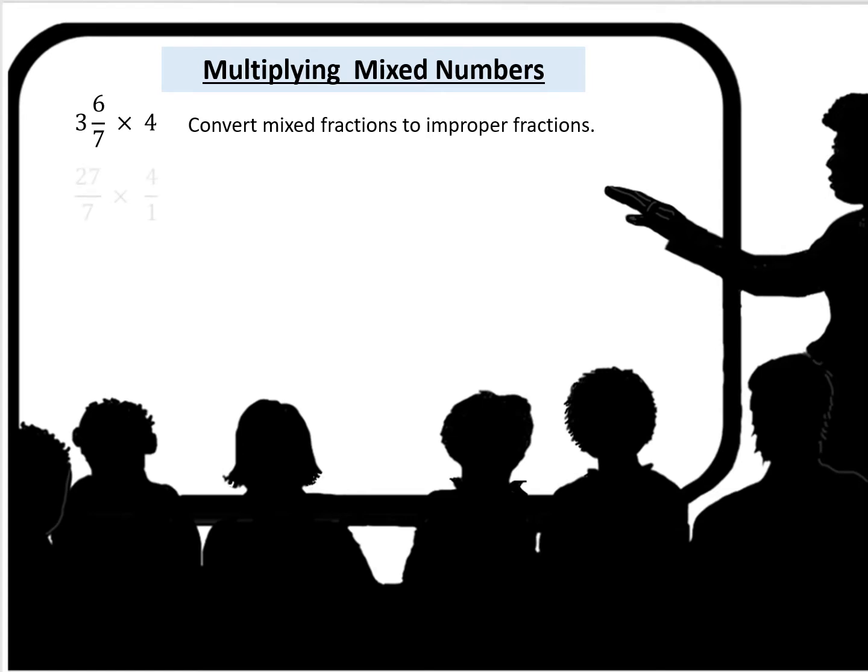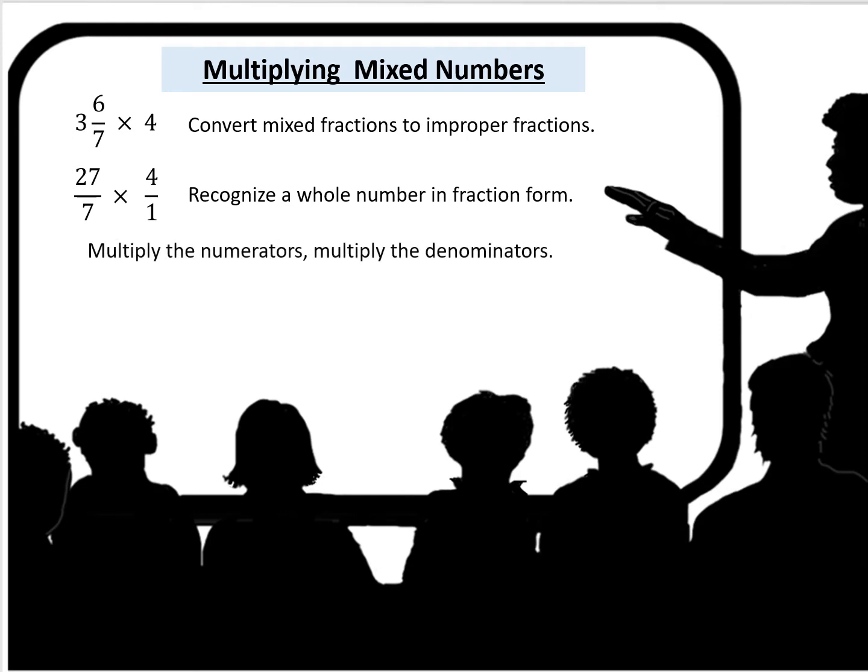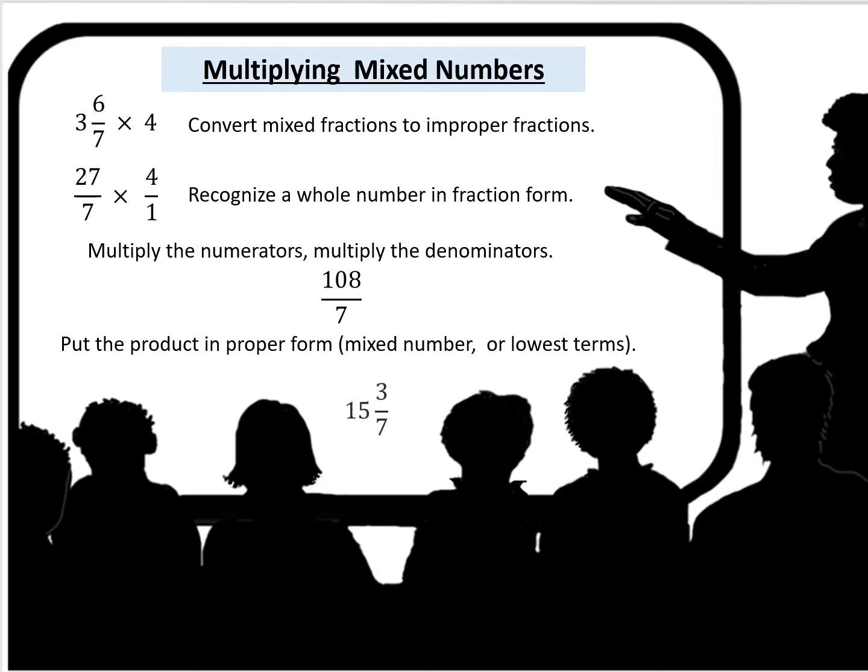Now when you're multiplying mixed numbers, we have 3 6/7 times 4. You're going to convert the mixed fraction to an improper fraction as we did, 27/7. And you're also going to recognize that 4 in fraction form is 4/1. So multiply the numerators, multiply the denominators, just like we did before, you get 108/7.